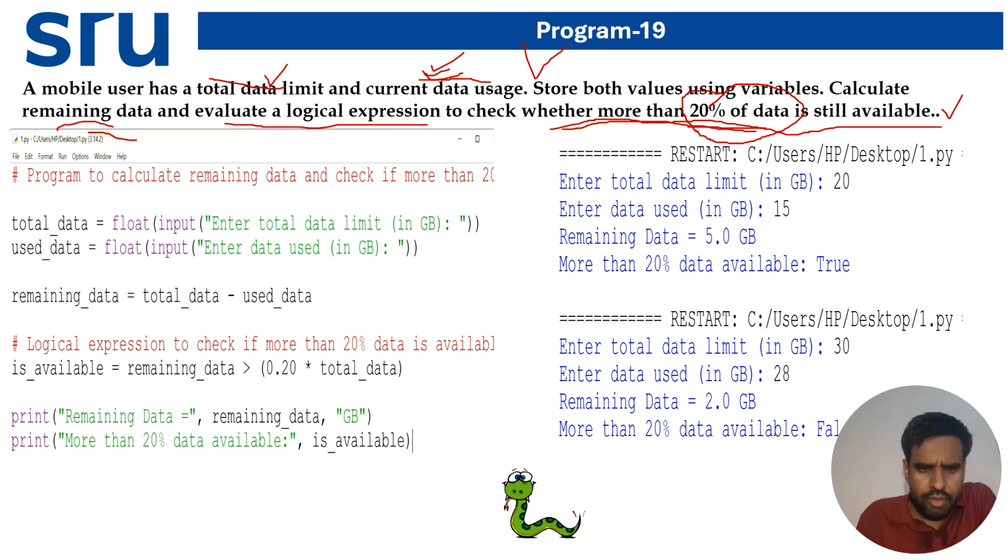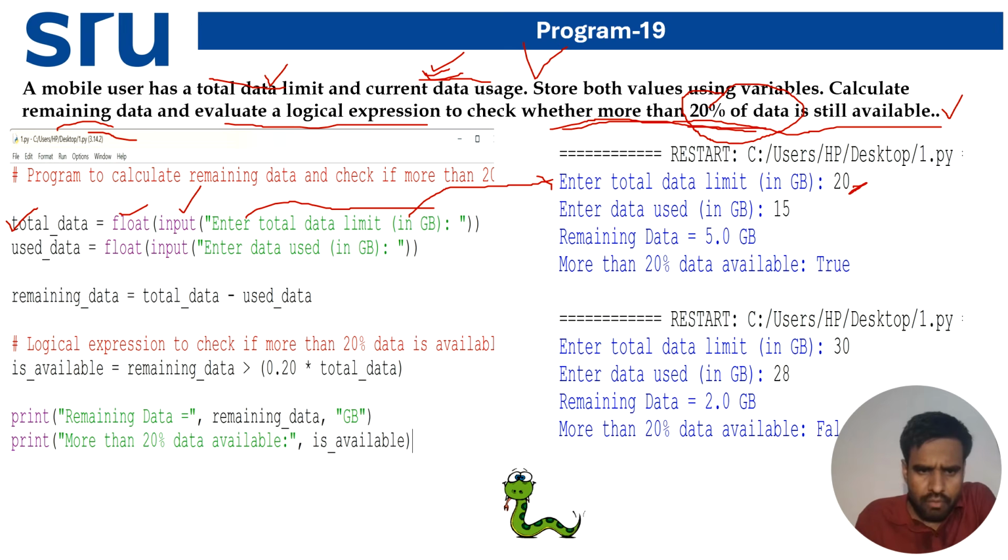First we take the total mobile data, in float, because it's decimal data. So I'm taking the input function: enter the total data limit in GB. This is a message that is going to display in the display box. Whatever you write here, it will display. Now I'm taking input, so we will give the input.